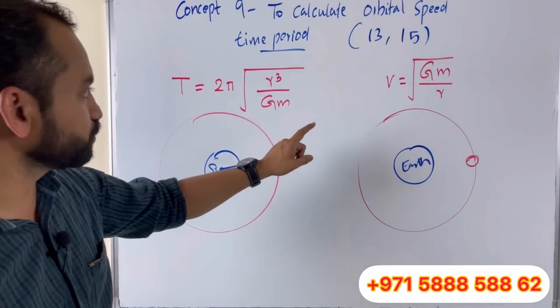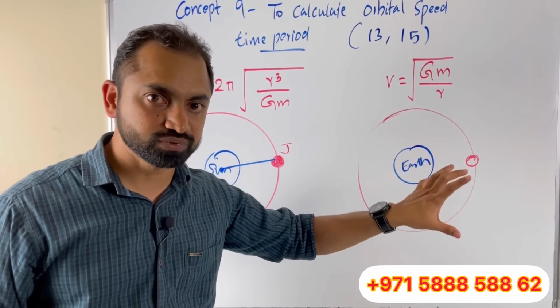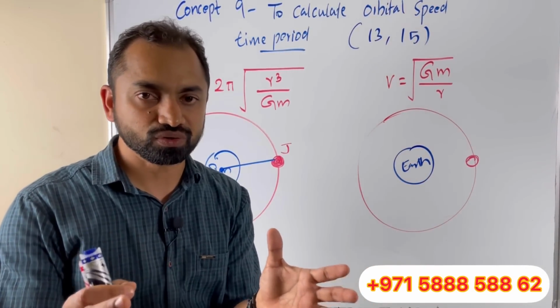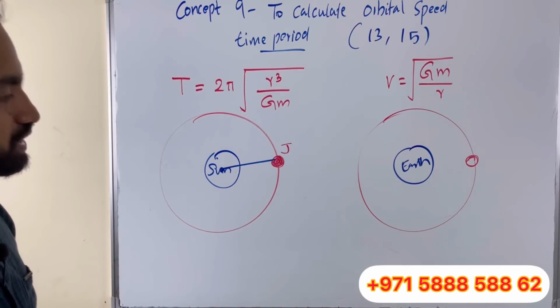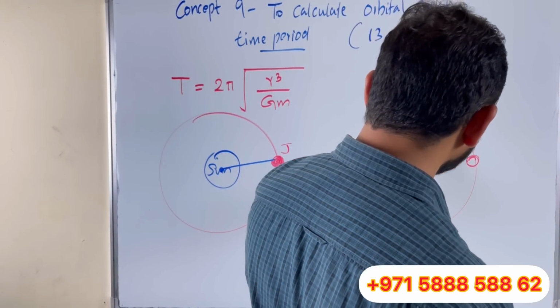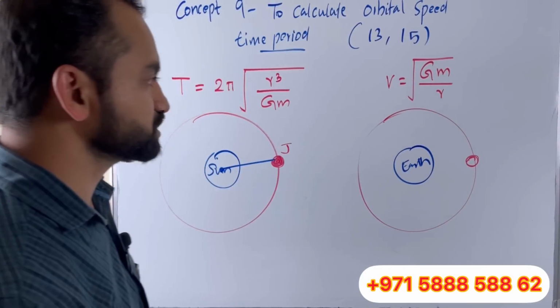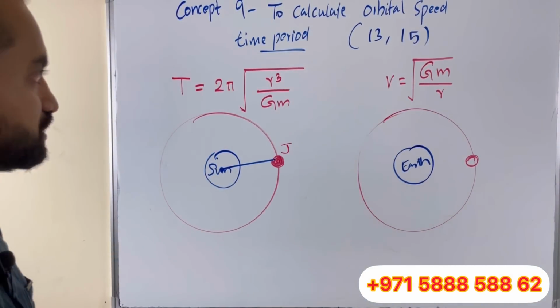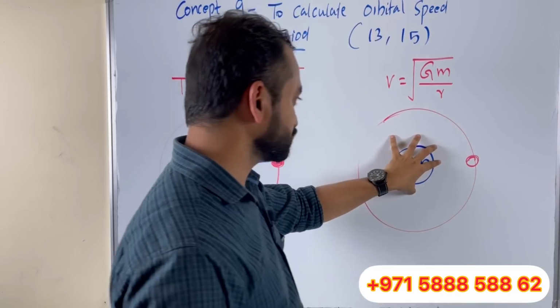So in that equation, what is m here? M is the mass of the object which is at the center of the orbit. So here, this is the mass of the Earth you need to use in this equation. And in this equation also, when you are calculating the orbital speed, m is the mass of Earth.